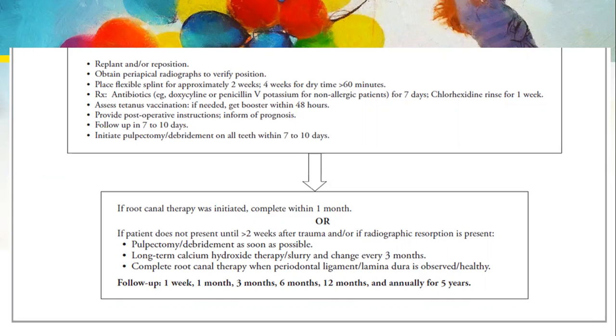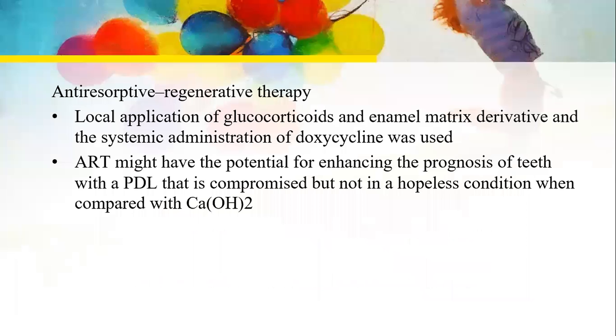After all these procedures, we have to do the follow-up at 1 week, 1 month, 3 months, 6 months, 12 months, and annually for 5 years. So that's the management of the avulsion. So both closed apex and open apex conditions.